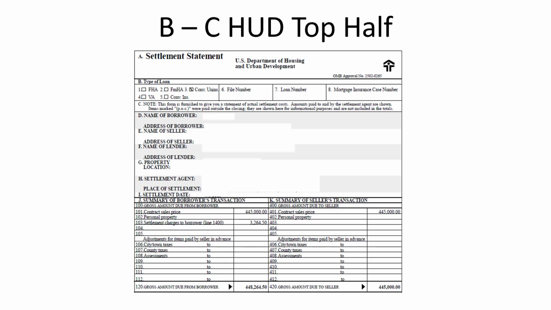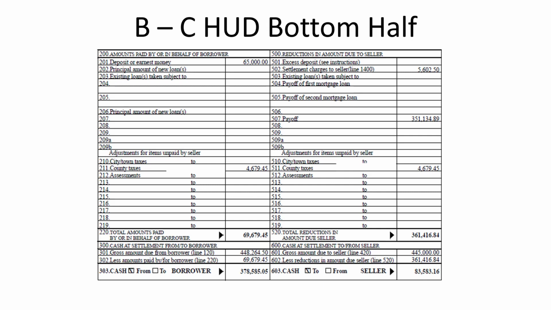You've noticed I've taken off all the players in this so no one's embarrassed or whatever about what happened. I'm the transactional funding lender, so you'll see where I pay in the funds I just showed you, and also where I get paid back. Sales price is $445,000 even. Bottom half of the B to C HUD, $65,000 earnest money deposit.